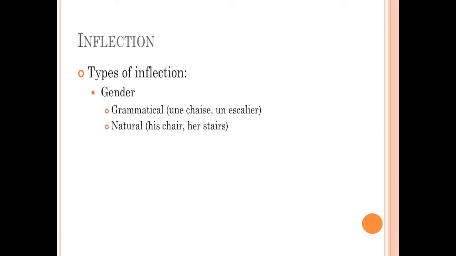There are two different ways of marking gender. English prefers marking natural gender. French will mark grammatical gender. So grammatical gender, une chaise, un escalier. Natural gender, his chair, her stairs.